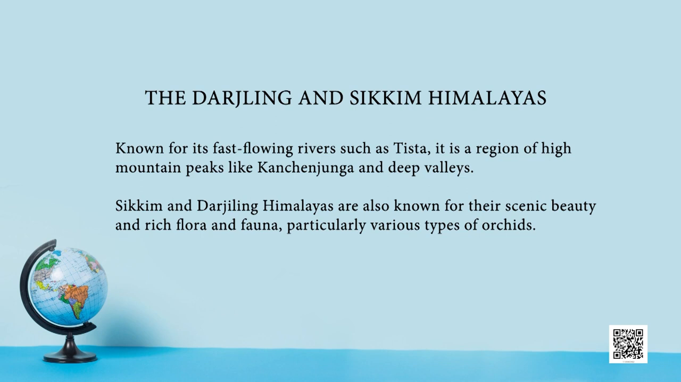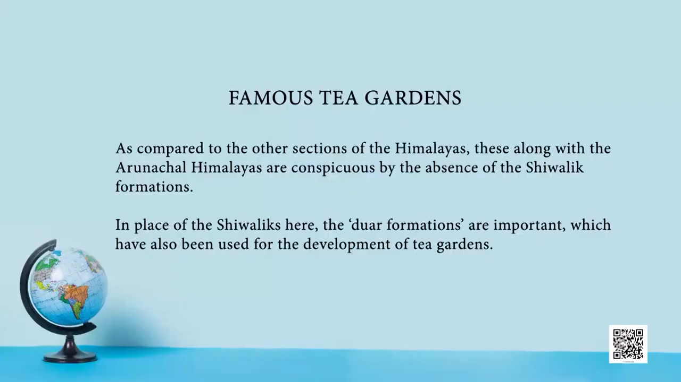Sikkim and Darjeeling Himalayas are also known for their scenic beauty and rich flora and fauna, particularly various types of orchids. This region is also famous for tea gardens. As compared to the other sections of Himalayas, these, along with the Arunachal Himalayas, are conspicuous because of the absence of Shivalik formations.